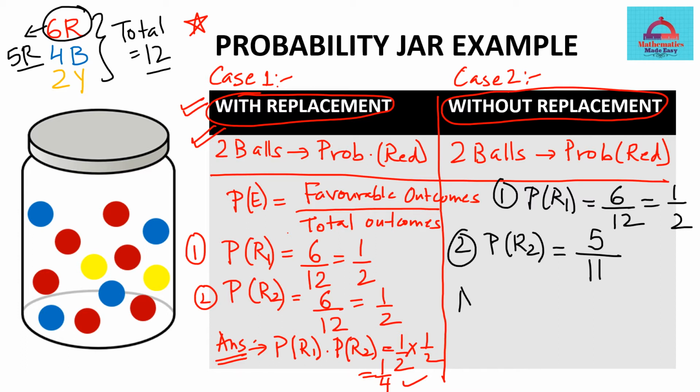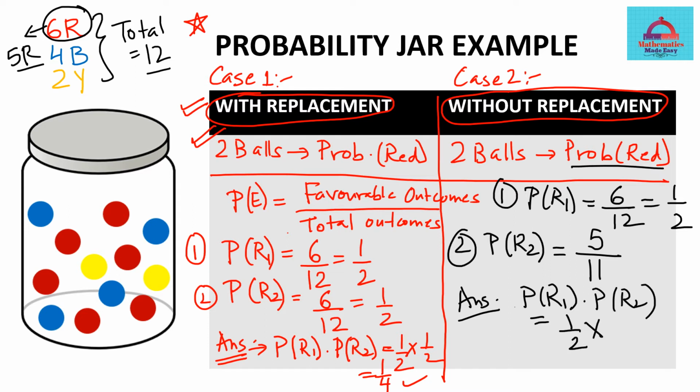And again, for the final answer, if you need to give the probability that the two balls drawn would be red without replacement, then your answer would again be the product of these two, but this time it will change. 1 by 2 multiplied with 5 over 11. So the final answer is 5 over 22.